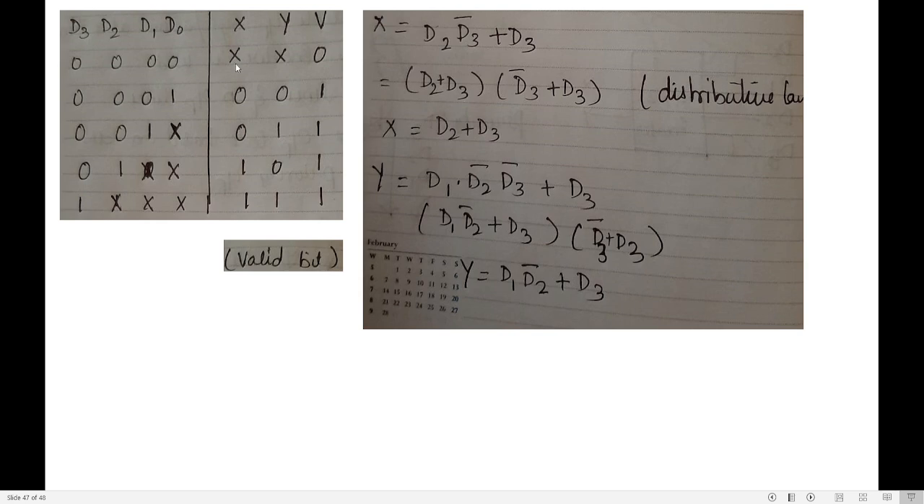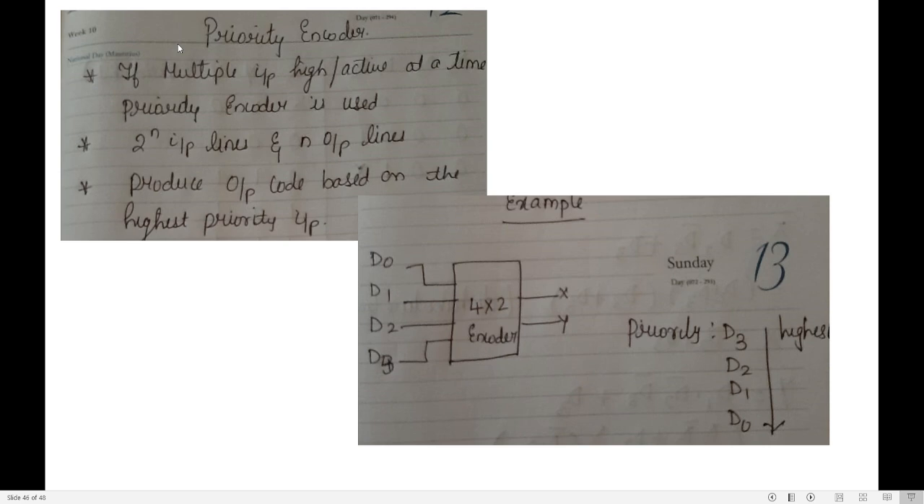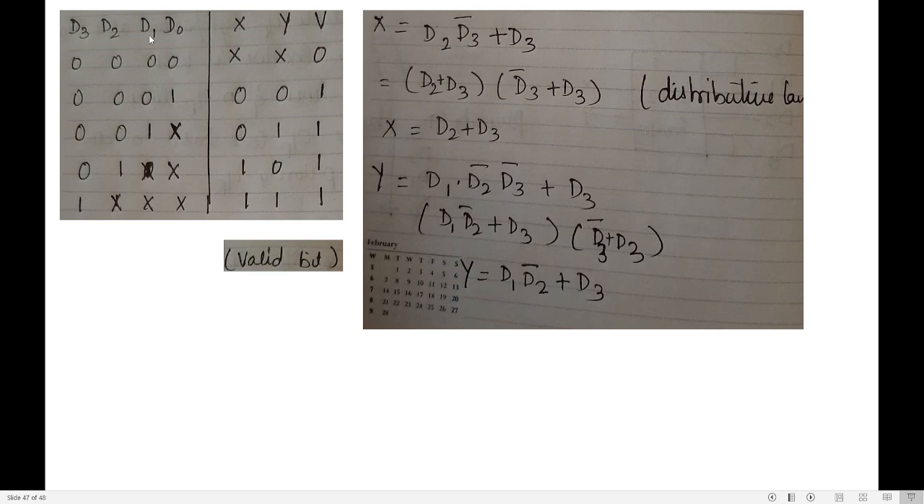Now let us see the circuit and truth table. How many inputs do we have? We have 4 inputs D0, D1, D2, D3 and 2 outputs X and Y. So draw the truth table with D0, D1, D2, D3 and outputs X and Y. I have written a bit called V, which stands for valid. If all the 4 inputs are 0, is it valid? No, it is not valid. So the outputs will be don't care outputs. So 0 indicates it's not valid.